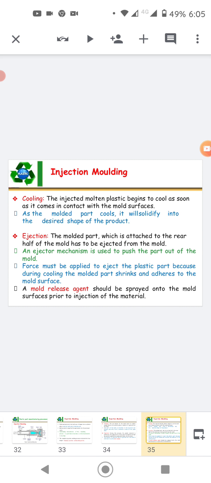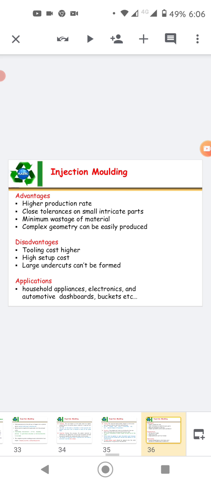An ejector mechanism is used to push the pot out of the mold. Force must be applied to eject the plastic pot because during cooling the molded pot shrinks and adheres to the mold surface. The mold release agent should be sprayed on the mold surface prior to injection of the material.